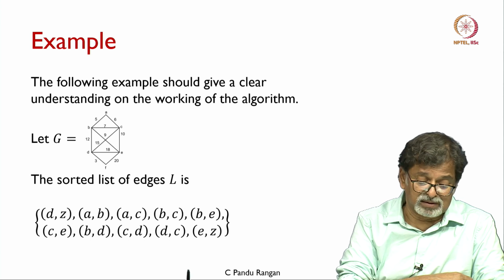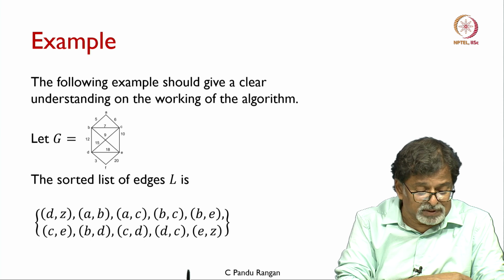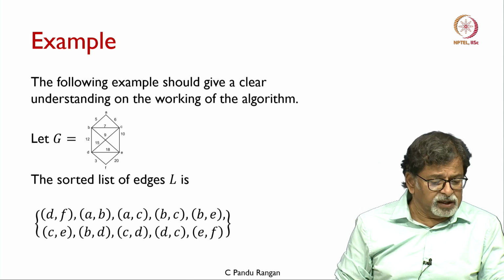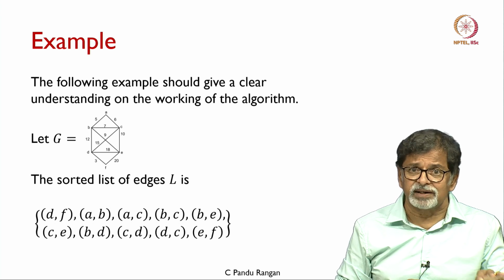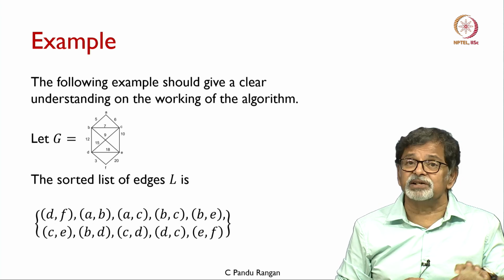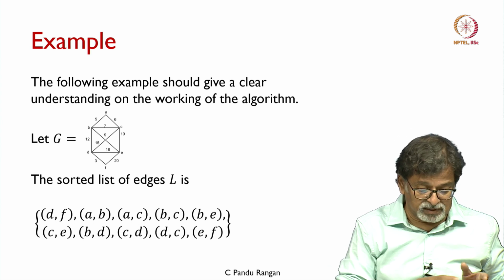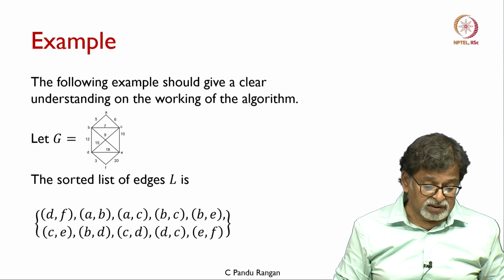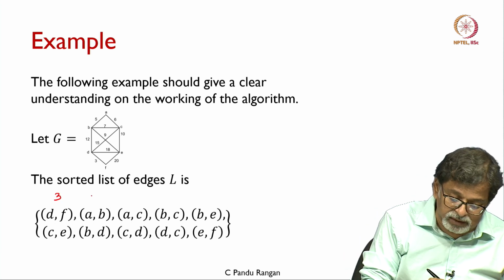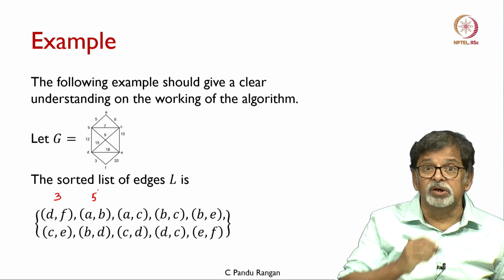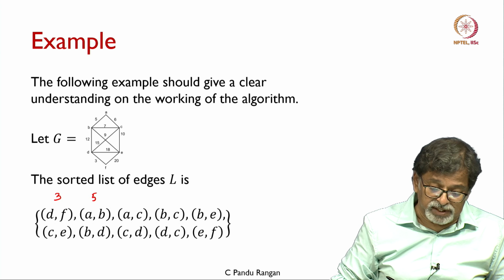The sorted list of edges, which is the cheapest edge? The cheapest edge is DF. Let us look at the example. Here is a graph, it is a weighted graph, undirected, connected. Each edge has got a weight, and here is a sorted list of edges L, it is given here. DF, the reason why DF is given first is its weight is 3. AB, its weight is 5. You can see that I have arranged the edges in the increasing order of their weights.